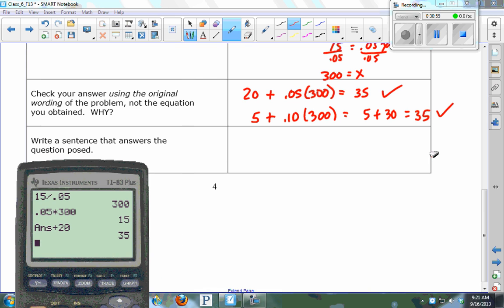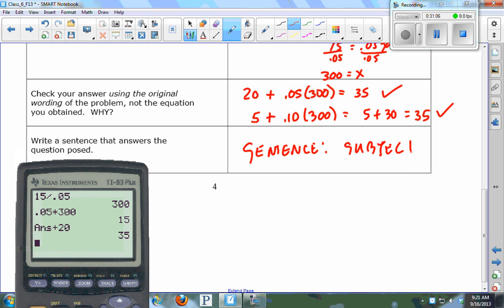And then you write your sentence. You can all write a sentence. Remember, a full sentence when you write it has a subject and a verb.